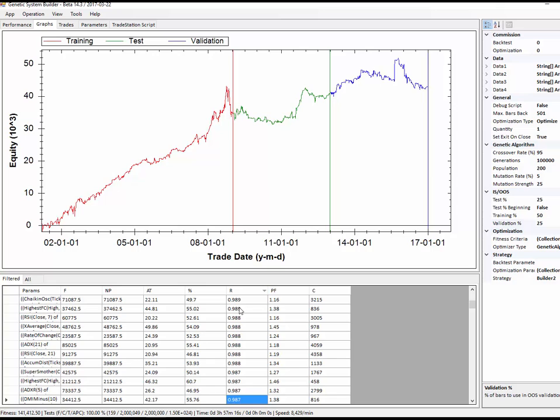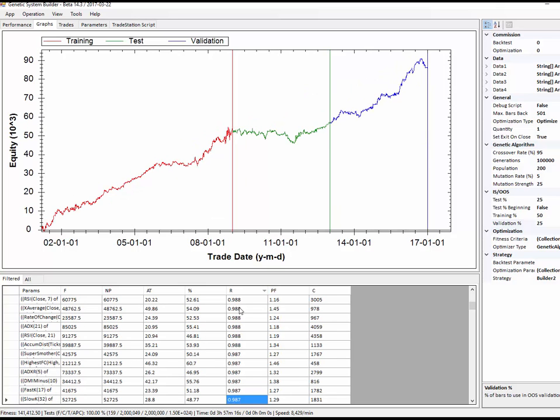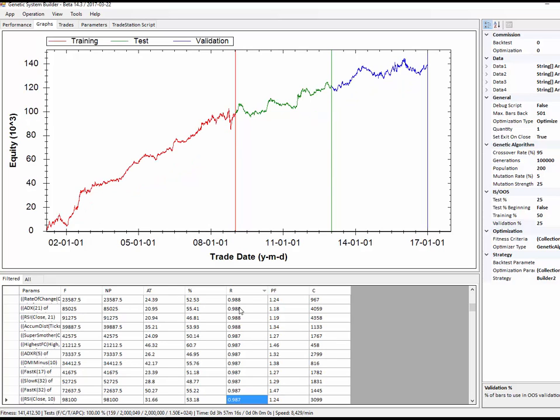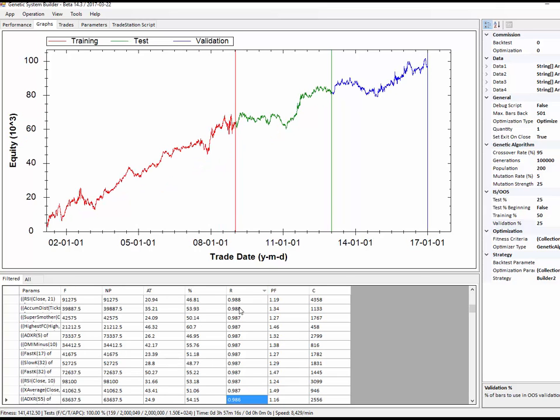In later versions of the system builder, all of these will actually be walk forward tested, so therefore we're quite sure that the system that we see is going to be a valid trading system, and we just want to refine it further.